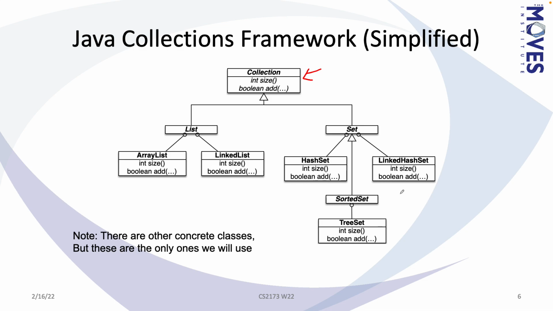The SortedSet is a collection that keeps its contents in sorted order according to the compareTo method of the containing objects. And as a consequence, a SortedSet, and by implication the one implementation TreeSet, can only contain objects that implement the Comparable interface.